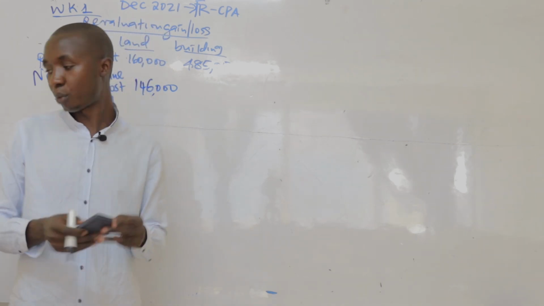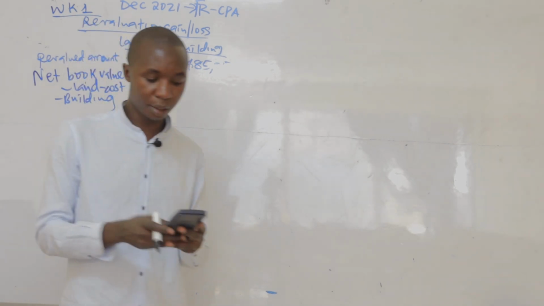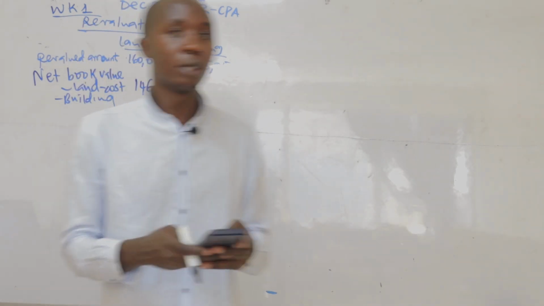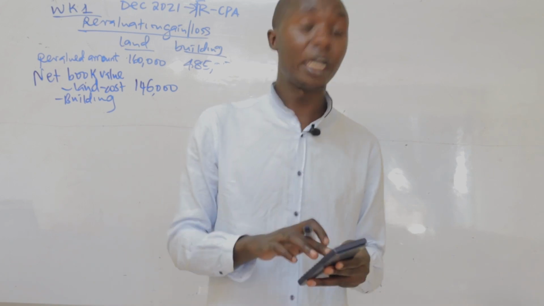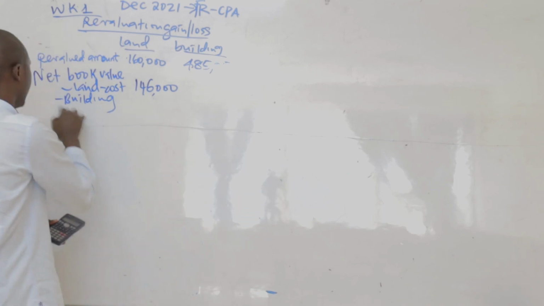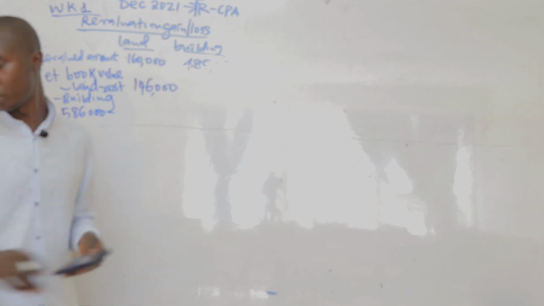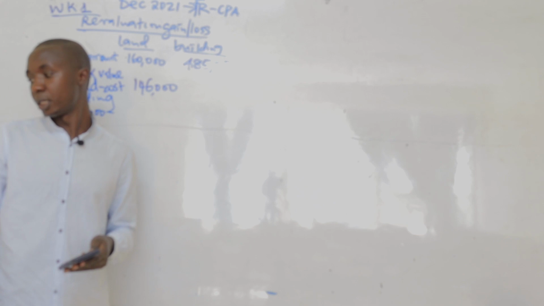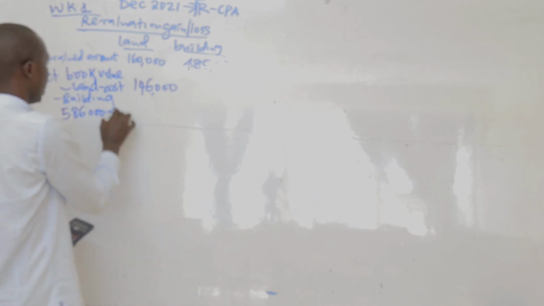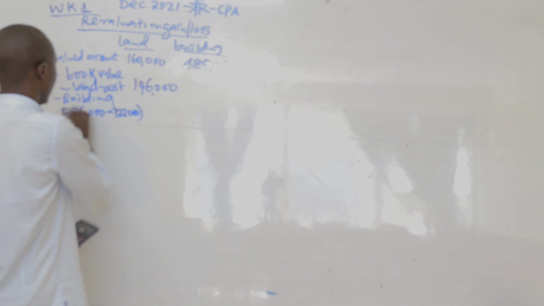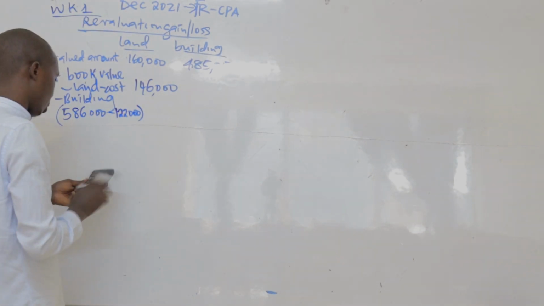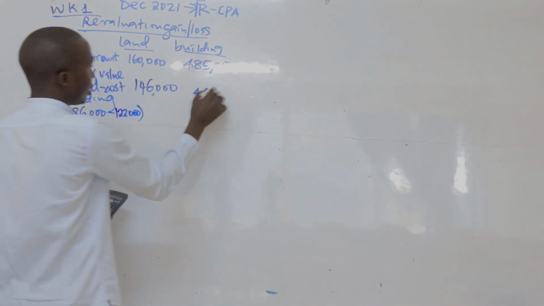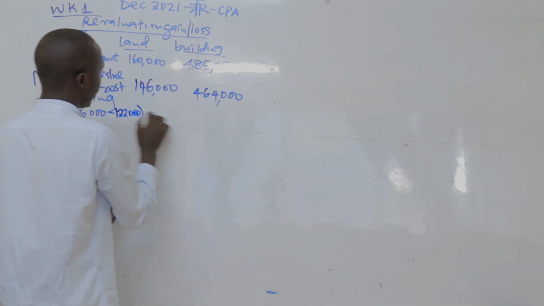But the total value for property was 732 minus 146 to get that figure of 586 for building. But now we need to subtract accumulated depreciation to get net book value. So the accumulated depreciation given in that trial balance for the building is 122,000. So that is 464,000. So that is 464.